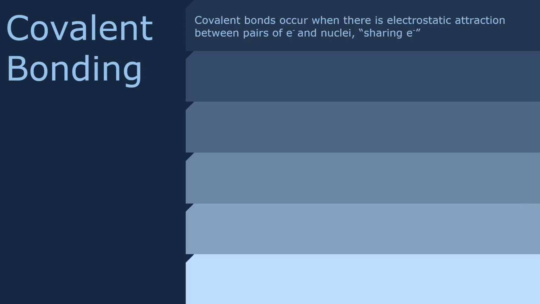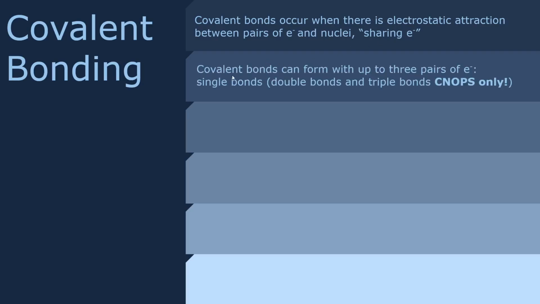So the next type of bonding we're going to talk about is covalent bonding. Covalent bonds occur when there's electrostatic attraction between pairs of electrons and nuclei, effectively sharing the electrons instead of transferring. Covalent bonds can form with up to 3 pairs of electrons. There are single bonds and double bonds and triple bonds, but you have to remember that double bonds and triple bonds occur only between carbon, nitrogen, oxygen, phosphorus, and sulfur only.